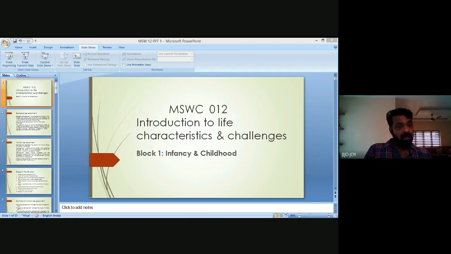Then a lot of physical hazards may be there in infancy. What are the hazards? Unfavorable prenatal environment. So we were talking about that. What all things should be taken care of during the pregnancy? Whatever is opposite to that has to be considered an unfavorable prenatal environment. So that's a prolonged and intense maternal stress.